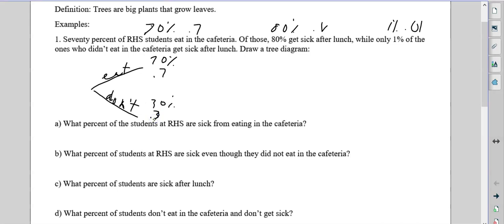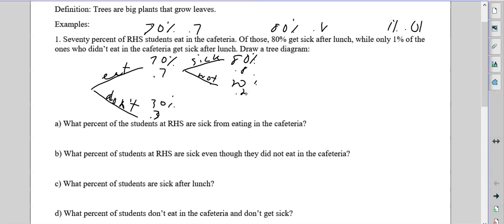Okay? Now, it says, of those who eat in the cafeteria, so we're branching off here and here. You can see how it gets kind of squirrely. 80% get sick, 0.8. So we just say sick, and I'm just going to say not. They're not sick. So if 80% are sick, that means 20% are okay.